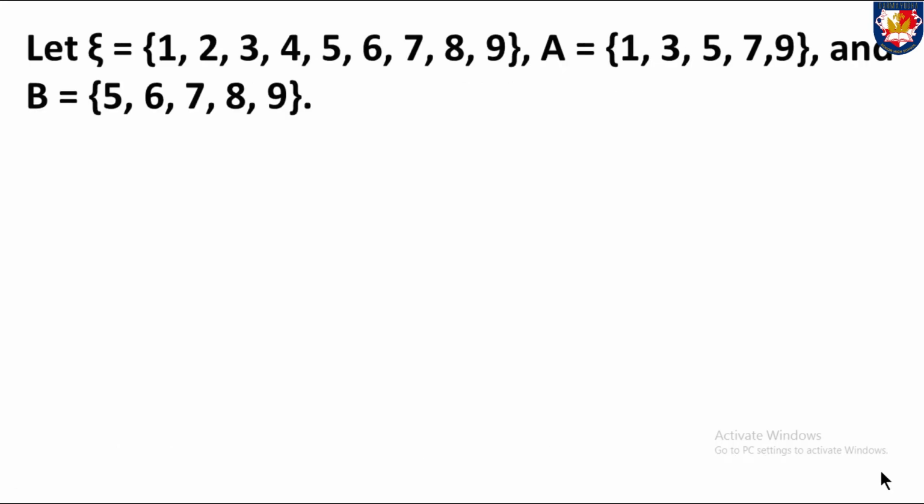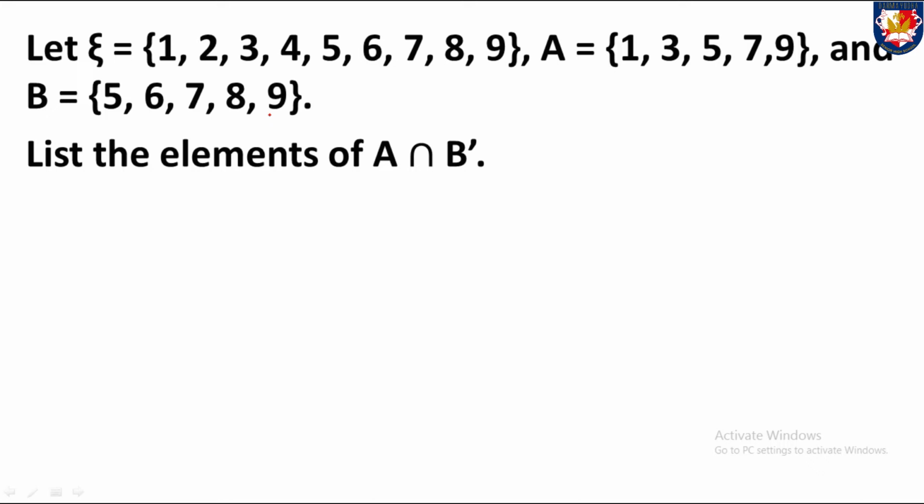Now let's jump to the example. The example comes from your textbooks. Let epsilon, the universal set, have the elements 1, 2, 3, 4, 5, 6, 7, 8, and 9. Set A has the elements 1, 3, 5, 7, and 9. And there is set B, where the elements are 5, 6, 7, 8, and 9. List the elements of A intersection B complement.